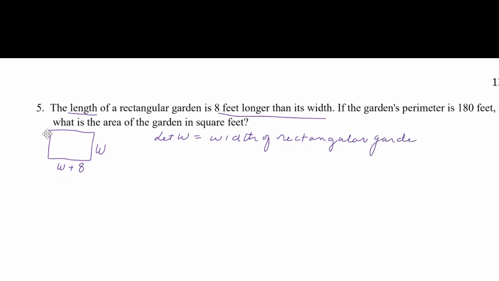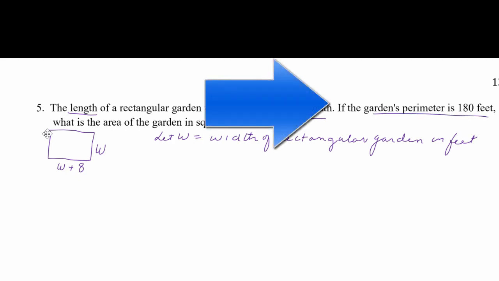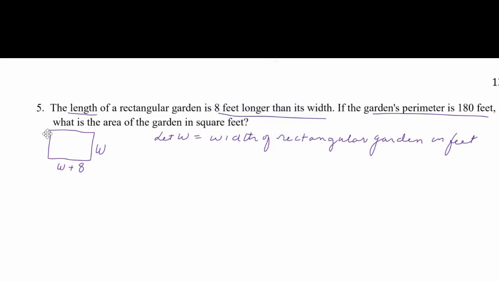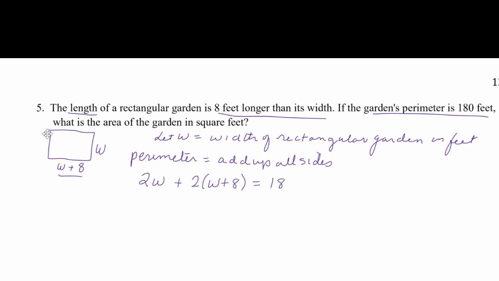Okay, now we need an equation. And we know something about the garden's perimeter. So I'm just going to remind you that the perimeter of a rectangle is the sum you get when you add up all four sides. So perimeter, add up all the sides, right? And we have, of course, W is the width, and we have two of those, right? So 2 times W, 2 widths, added to 2 lengths. And our length is this expression W plus 8. So 2 of these, and that has to equal our 180 feet, which is our perimeter.